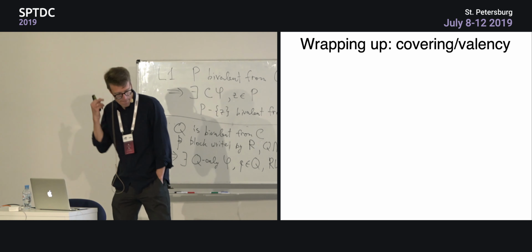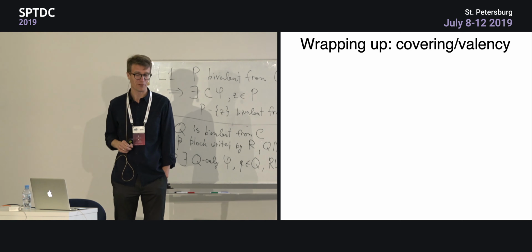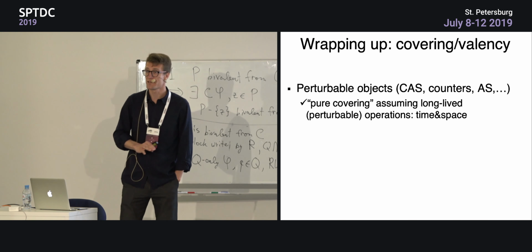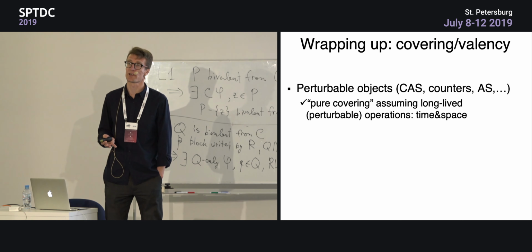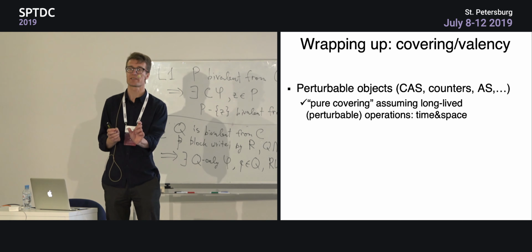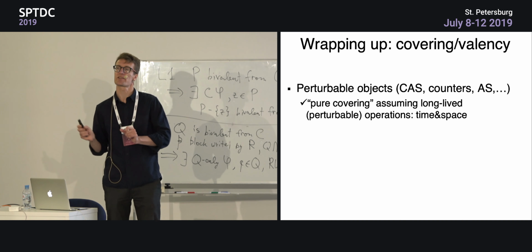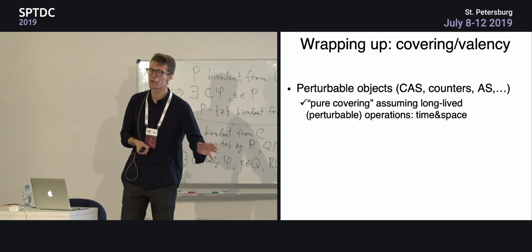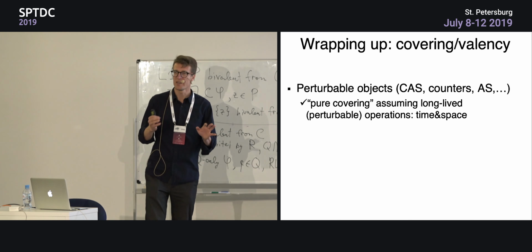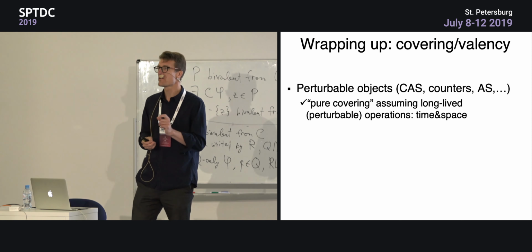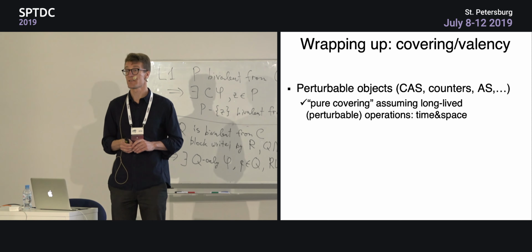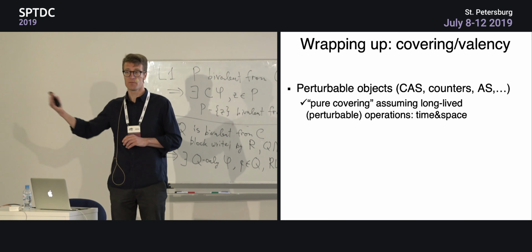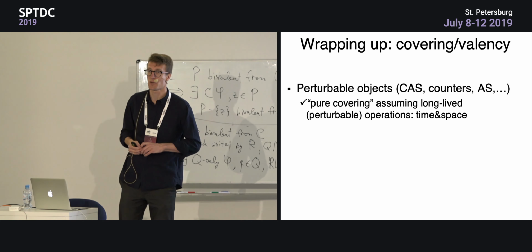Okay, so we wrap up concerning covering and valency. We come to a different topic now. So what do we know about covering, without valency so far? We talk about perturbable objects which can be perturbed by inserting some operation so that the result of another operation is perturbed. It should be different. These are counters, compare and swap, atomic snapshots, and so on. If you want to implement them, we need linear space complexity for that. And we use linear step complexity in the solo run. So this perturbed process should take a linear number of steps before completing an operation.